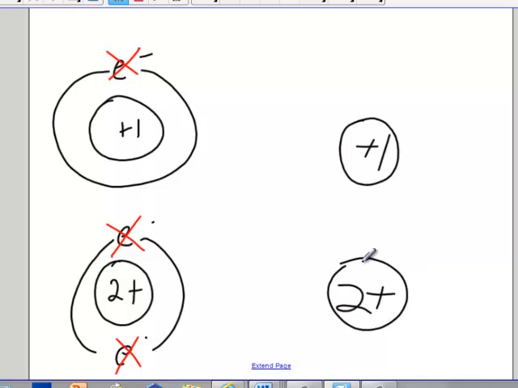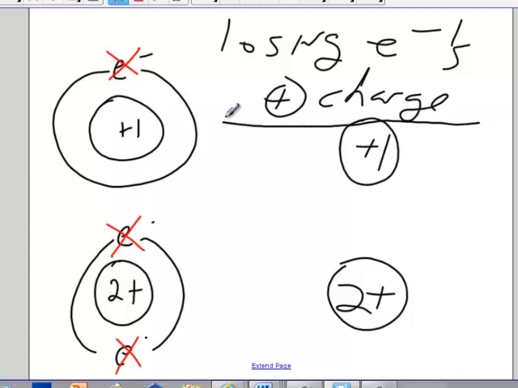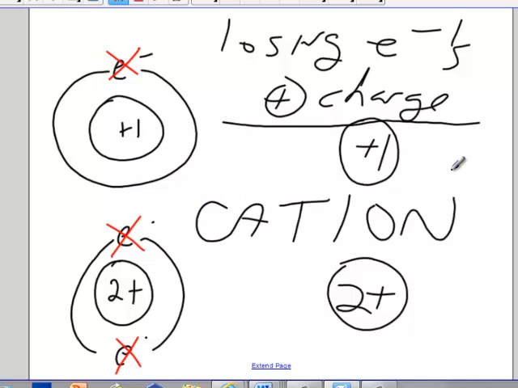Okay, so losing electrons gives me a positive charge. It's backwards, so don't forget that. Losing electrons gives you a positively charged ion. By the way, there's a name for positively charged ions. It's called a cation. That is not pronounced "cation" like "cat-ion"; it is pronounced "cat-eye-on." Positively charged ions.